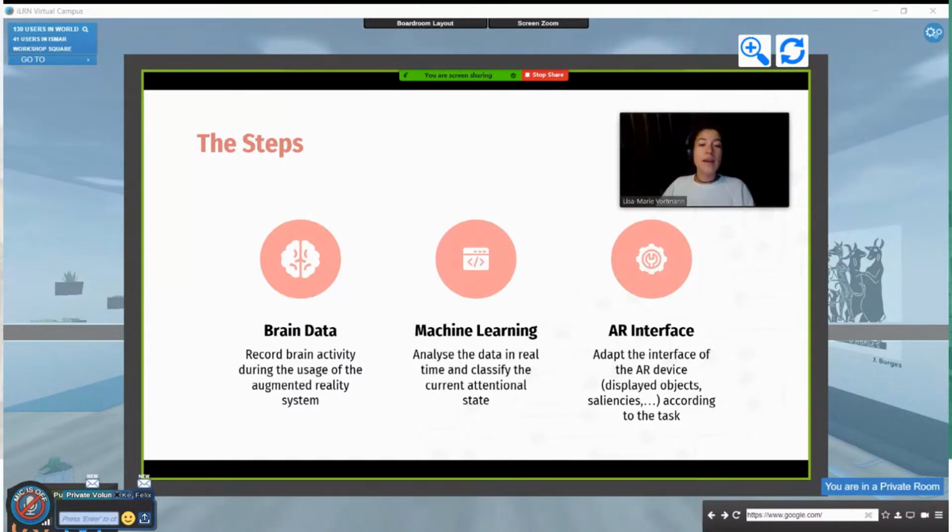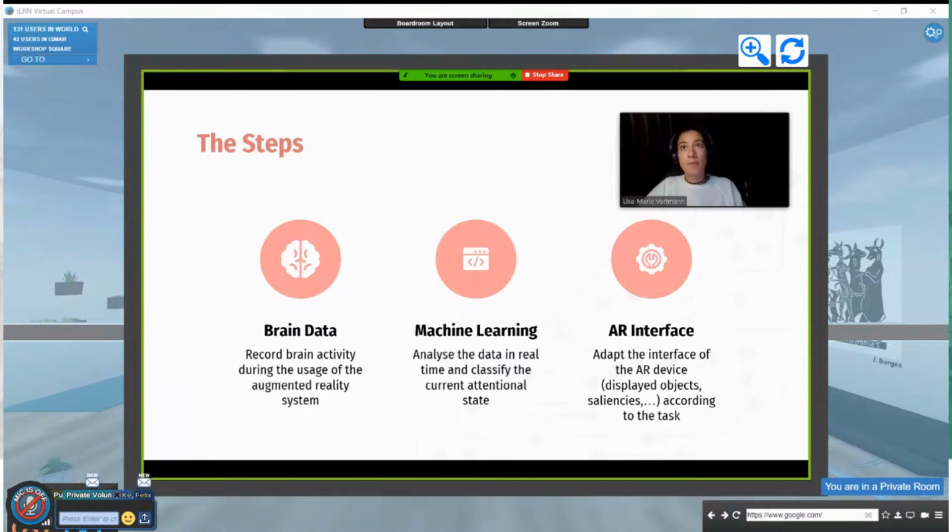And then the third step is the adaptation of the AR interface, which can be done, for example, by displaying different objects or not displaying them, by changing saliencies, by changing placements, and so on. And that is very task dependent. That depends on whether you want to catch the user's attention or specifically want to avoid distractions, for example.